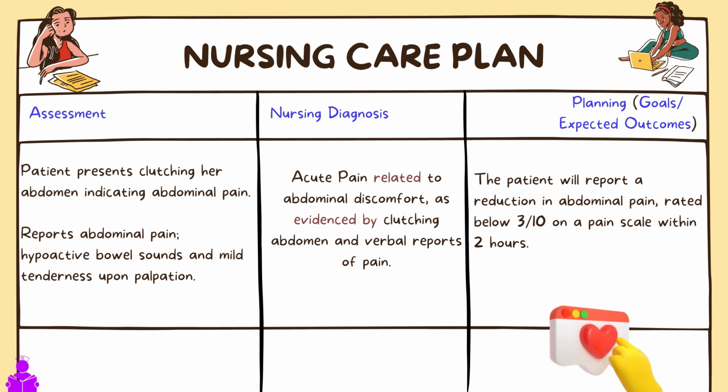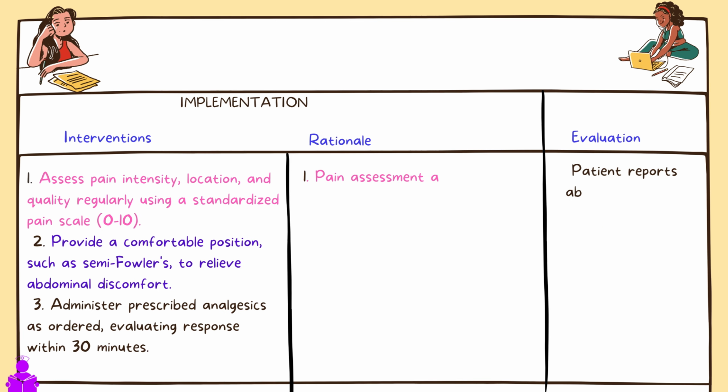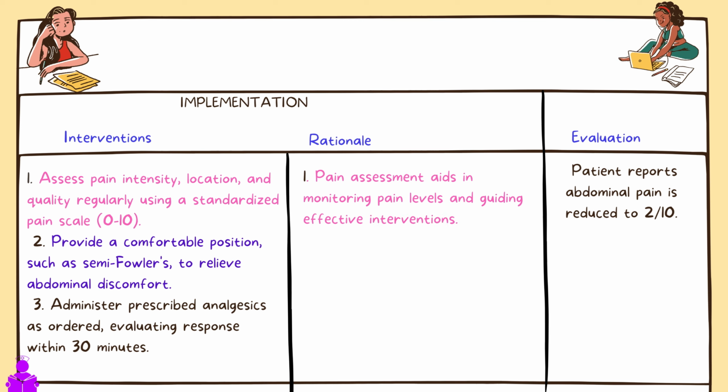Then after getting our nursing diagnosis, we shall plan, or we get our expected outcomes, and that includes patient reporting a reduction in abdominal pain rated below 3 out of 10 on a pain scale within 2 hours. Then we shall continue with the implementation phase, where we shall give ourselves the interventions and each intervention with its rationale. For example, we are saying assess pain intensity, location, and quality regularly using a standardized pain scale. Why? Because pain assessment is going to aid in monitoring pain levels and guiding effective interventions.